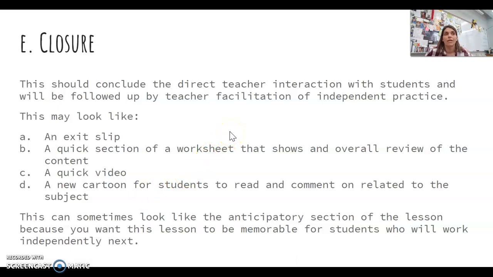It sometimes looks like the anticipatory set, it's just a little bit different. Could be, talk to your partner kind of thing and throw out some questions. Something so that students are wrapping up the direct instruction from you, making some connections, asking maybe even some questions before they do work on their own.